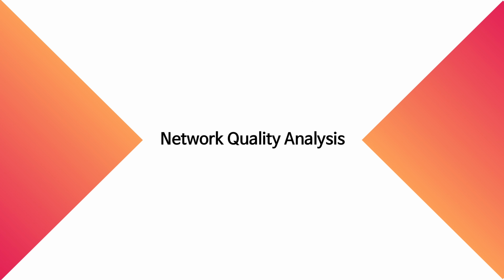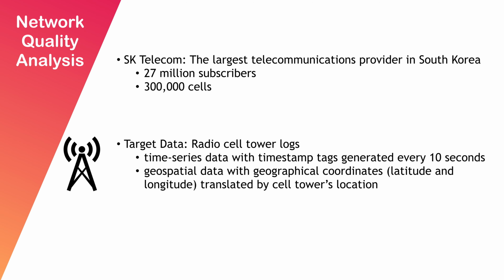Okay, the first part is network quality analysis. First of all, SK Telecom is the largest telecommunication provider in South Korea, having 27 million subscribers and 300,000 cell towers. For network quality analysis, data workloads have characteristics such as time series data with timestamps generated every 10 seconds in cell tower devices, and geospatial data with latitude and longitude coordinates of cell tower locations.